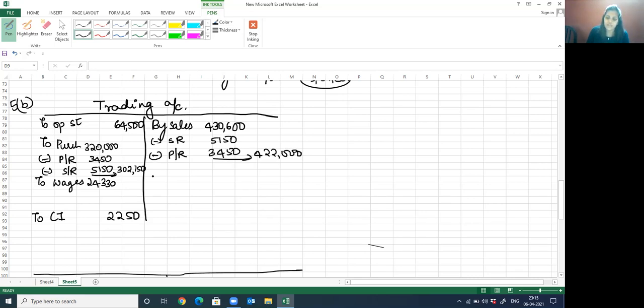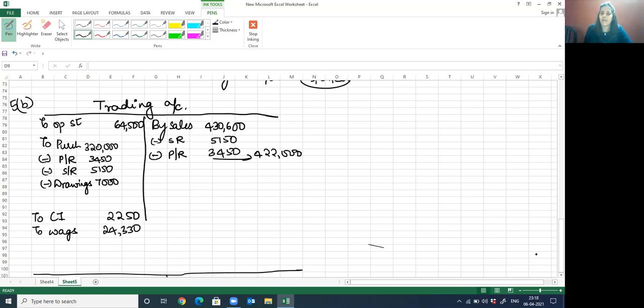Okay, then goods withdrawn by Mr. Sanjeev for own consumption, 7,000, included in purchases. Can I say this means that goods have been included in purchases for the drawings of Mr. Sanjeev? So what do we need to do? From here, we need to minus the drawings of 7,000. How much is this?